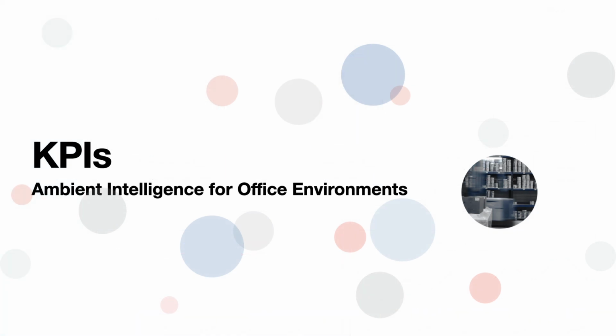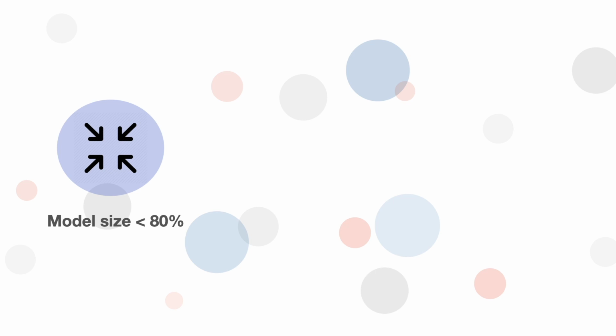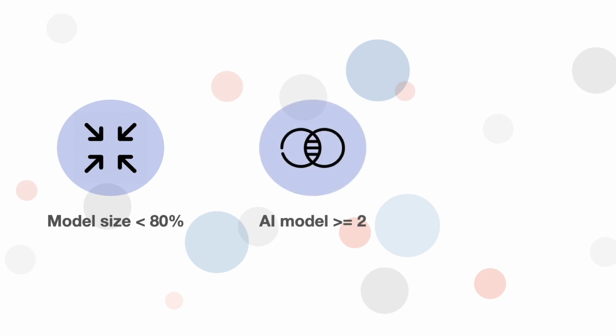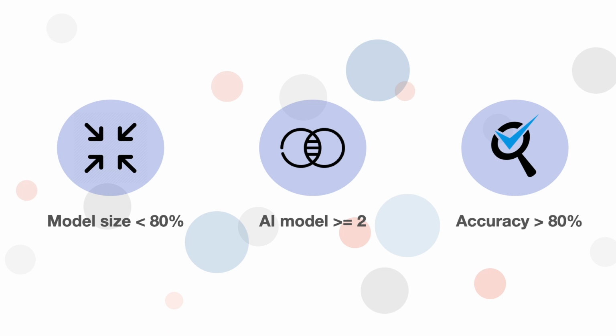The key performance indicators of this use case demonstration include reducing model size by 20%, engaging at least 2 models, and accuracy higher than 80%. The use case pilot is working on to achieve those KPIs in year 2, and will continue improving the platform in year 3.